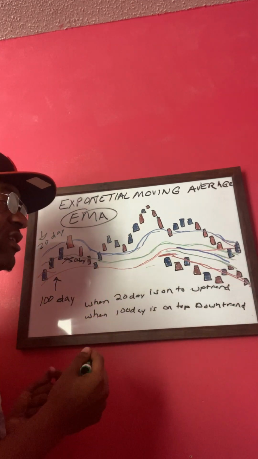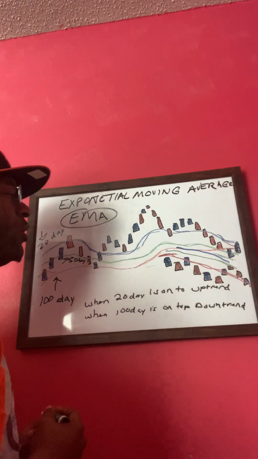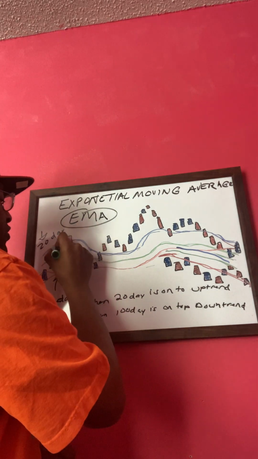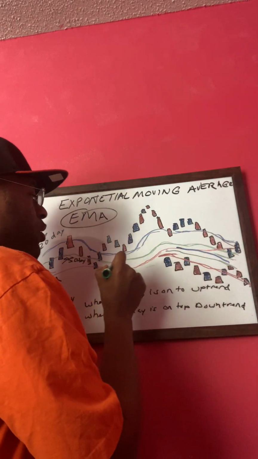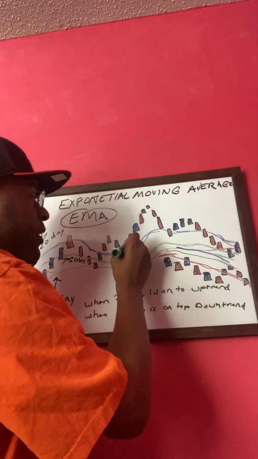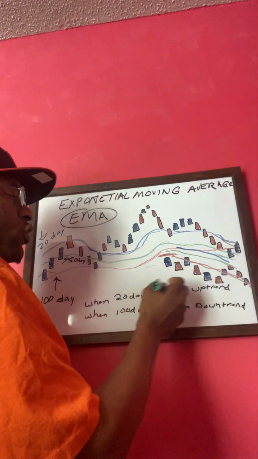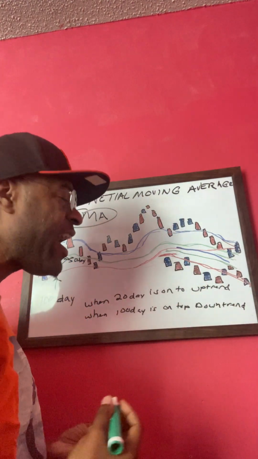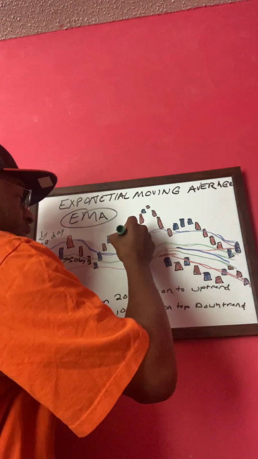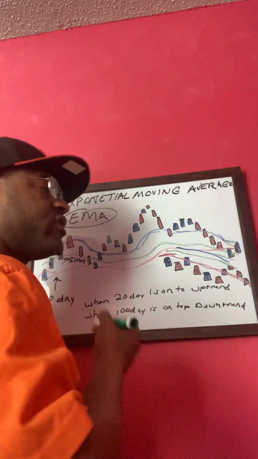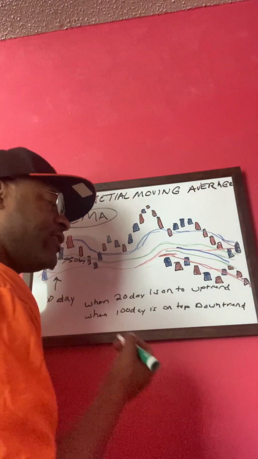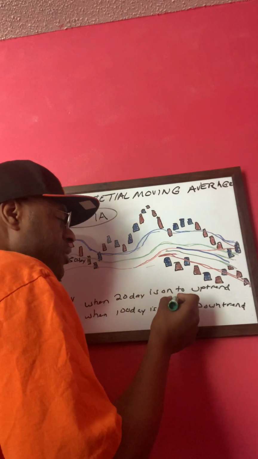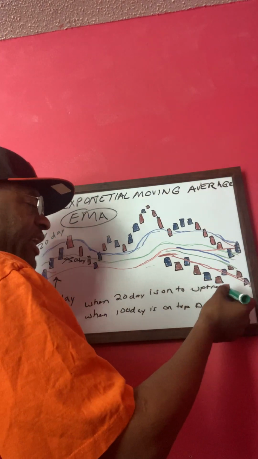You know what I mean? And these lines are important because they help you determine which way the trend is going. When the 20-day moving average is on top, typically it's an uptrend. So in addition to looking at price and higher highs and lower lows, indicators also help you determine which direction the trend is heading. In particular, the EMA, when the 20-day is on top, it helps establish an uptrend.